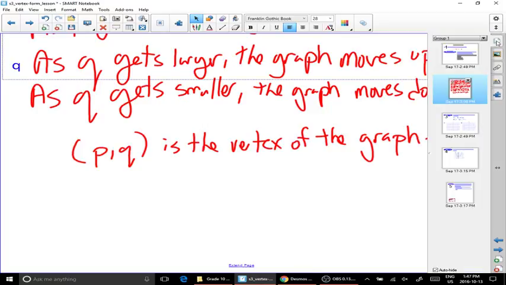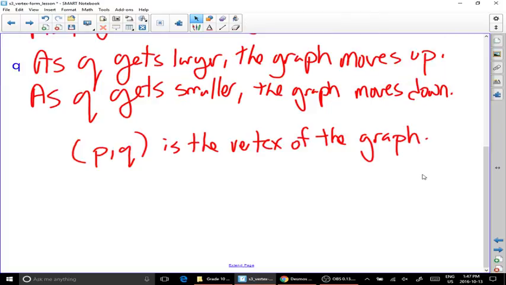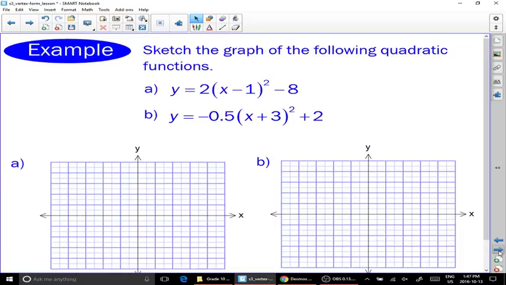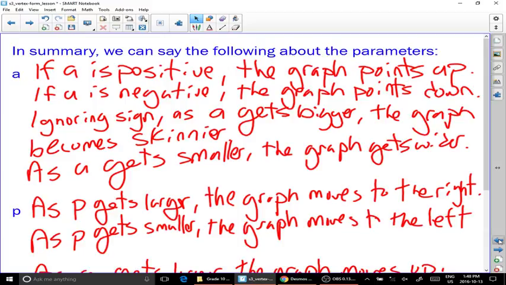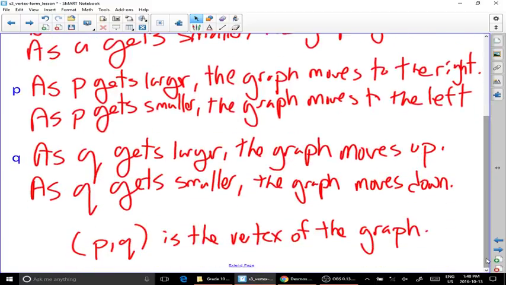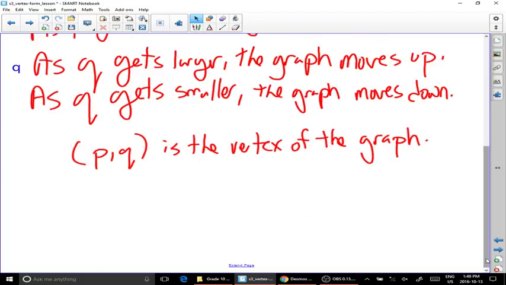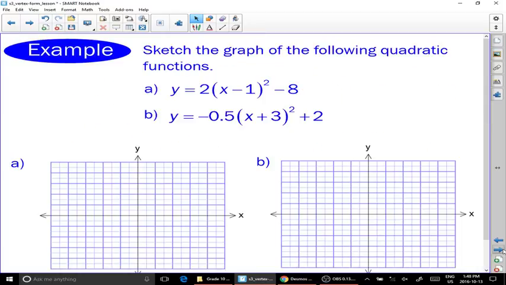Now, I think, yeah, good. All right, let's do some examples. Sketch the graph of the following quadratic functions. Start off with 2 times (x minus 1) squared minus 8.